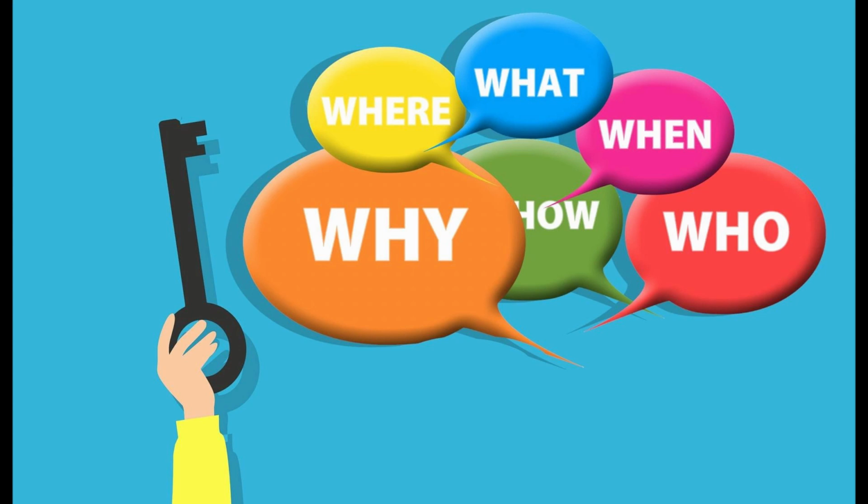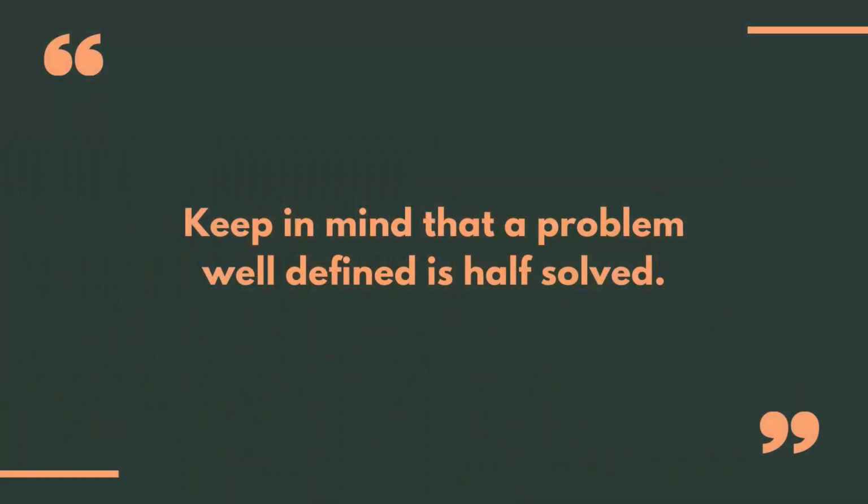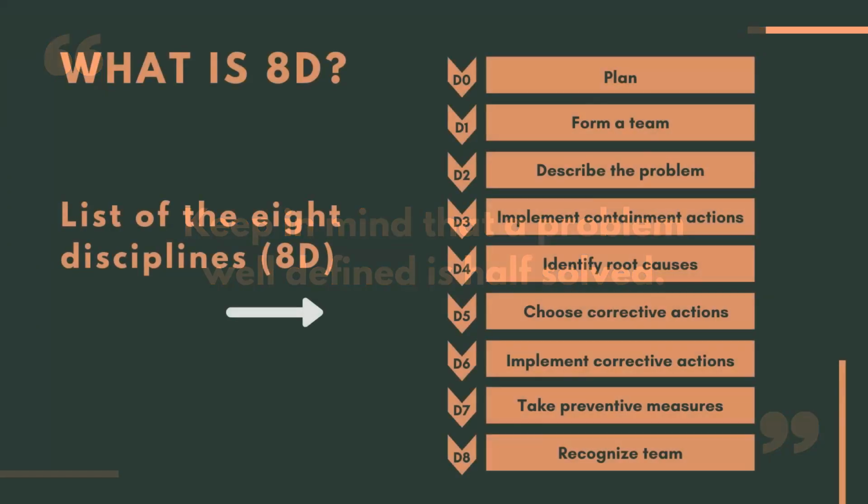So, we need to answer the following. Keep in mind that a problem well defined is half solved. Discipline 3. Implement containment actions. In this discipline, we need to implement and verify the actions to isolate the problem. This is a first aid until we define the root cause.